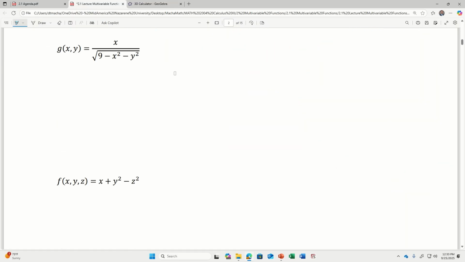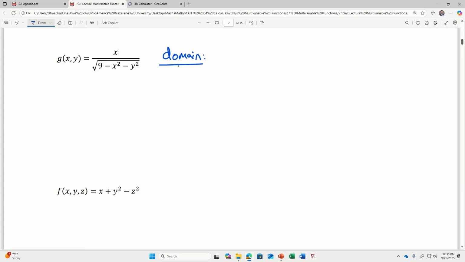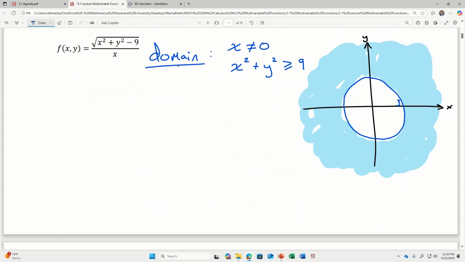All right, what about this one? What is my domain here? What is the range of the last one? Oh yeah. I already kind of spoiled it because I showed you a picture, but what is the range of this? The range is going to be all real numbers.